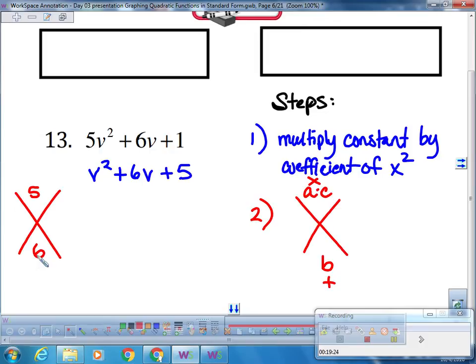Okay, so I have a 6. What two numbers add up to 6 but multiply by 5? 1 and 5. So here's my two factors. I'm going to split up my, okay, now we need another step.